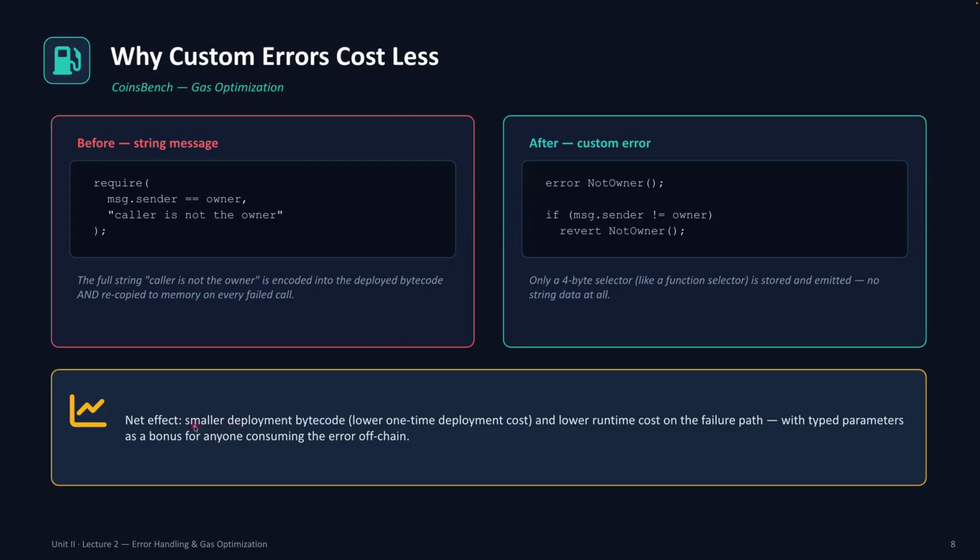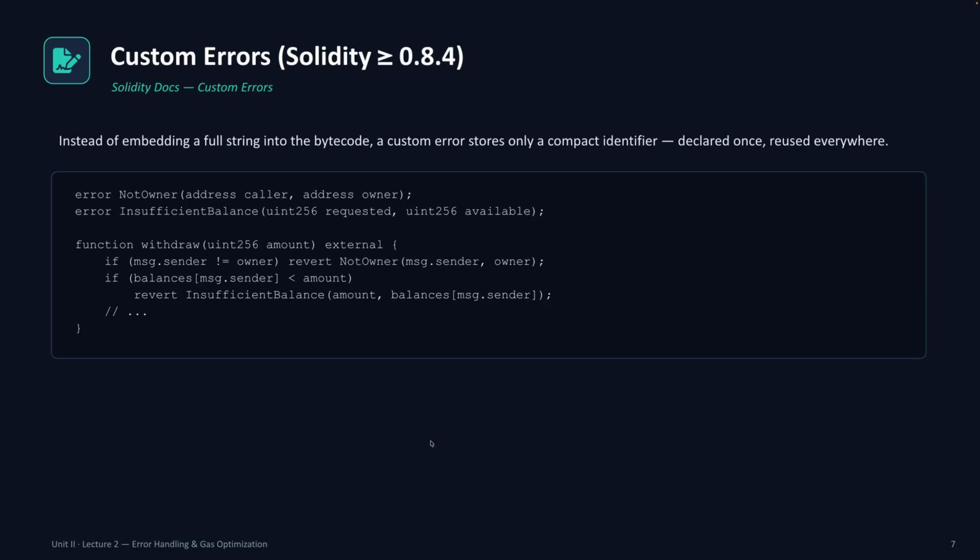So what is the net effect? Smaller deployment bytecode that leads to lower one-time deployment cost and lower runtime cost on the failure path, with typed parameters as a bonus for anyone consuming the error off chain. What is meant by this last line? It implies these are typed parameters, which can be consumed off chain by the DApp frontend.